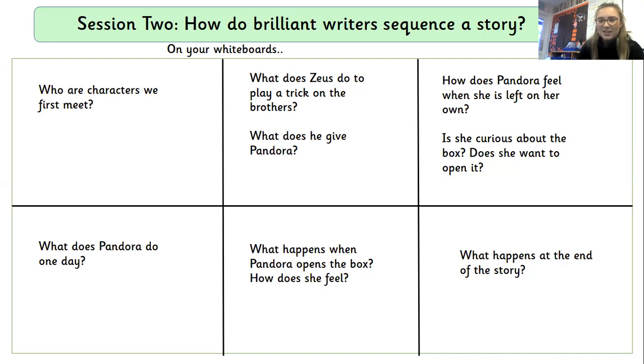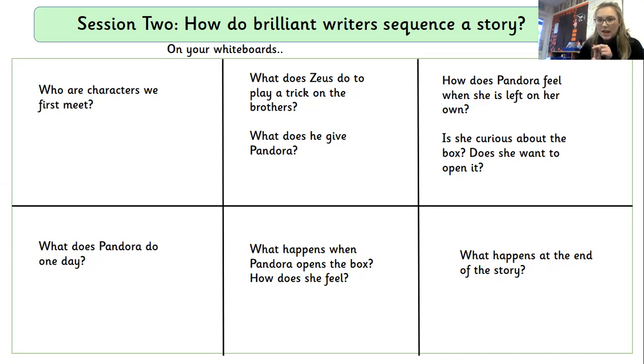Okay, everyone finished? Lovely. So in the first box, we're going to think about who are those characters that we first meet. And we meet a few characters. We meet the two brothers, we meet the powerful god, and we meet the woman that he creates. So who are the characters we first meet? The two brothers, Prometheus and Epimetheus.